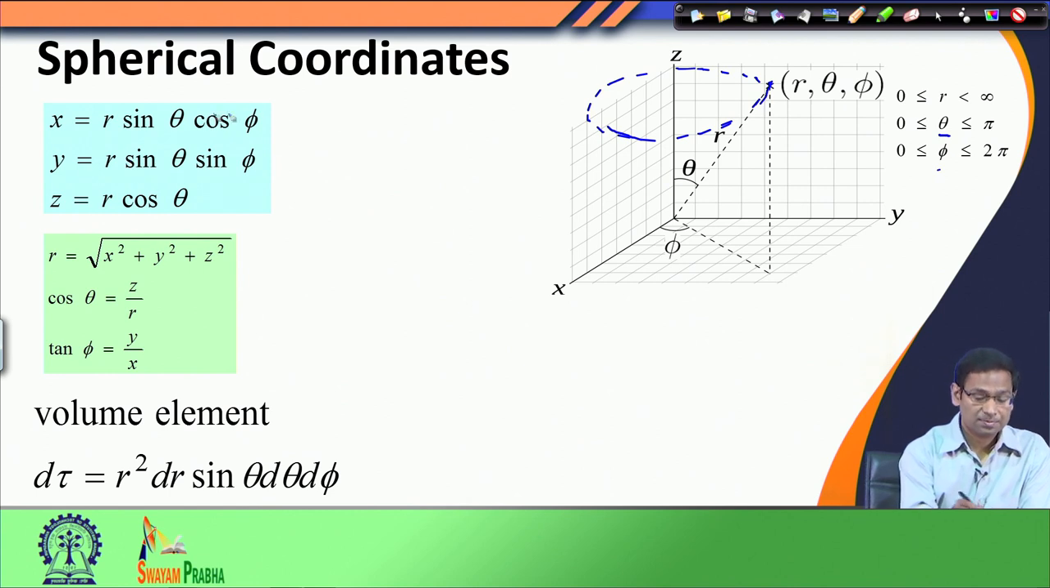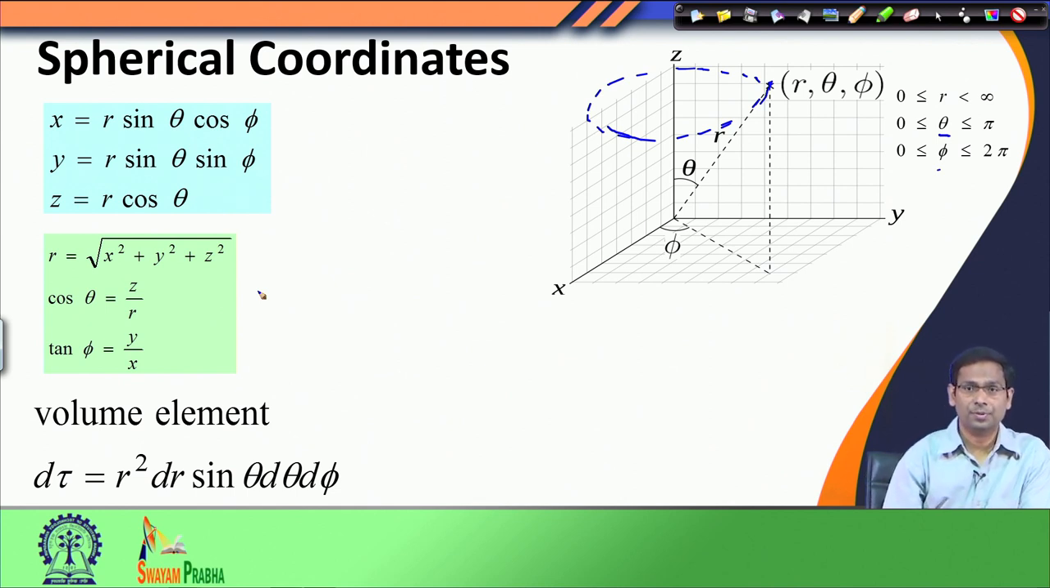Here you can see the rules to convert from Cartesian coordinates to spherical coordinates and vice versa. For example, if I know the x, y and z values, I can use this relation to get r, theta and phi. And if I know r, theta and phi, using this relation, I can obtain the x, y and z coordinates. So, using these relations, we can go from one coordinate system to another.